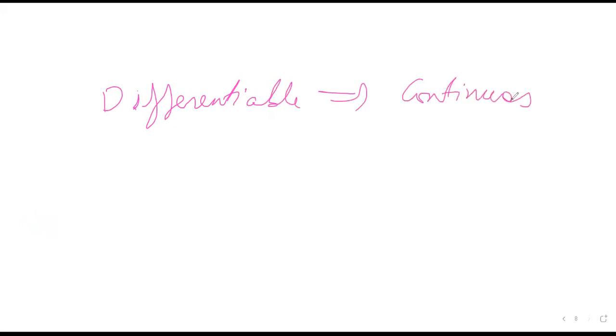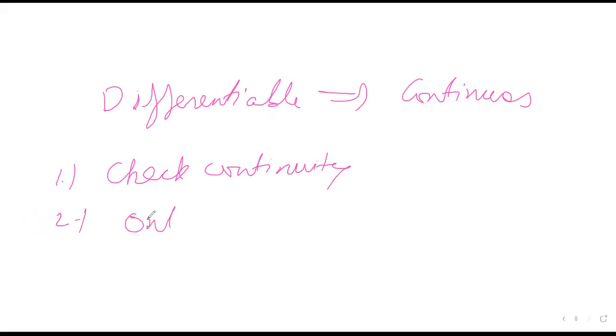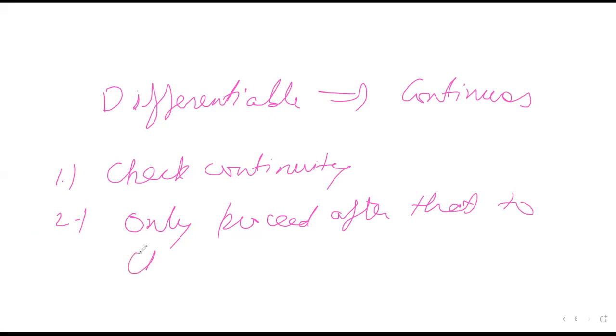So let's say I give you a function and I don't say that it is continuous. The first step should be: check continuity, and only after that proceed to check differentiability. So first you check if the function is continuous or not. Only if that function is continuous, then you will proceed to check the differentiability.